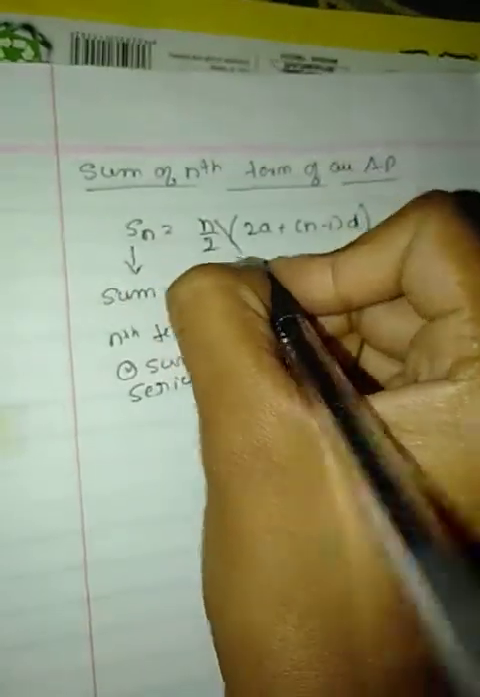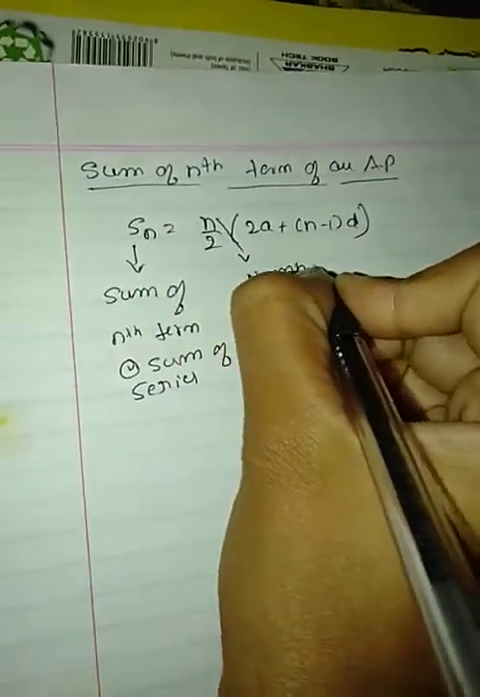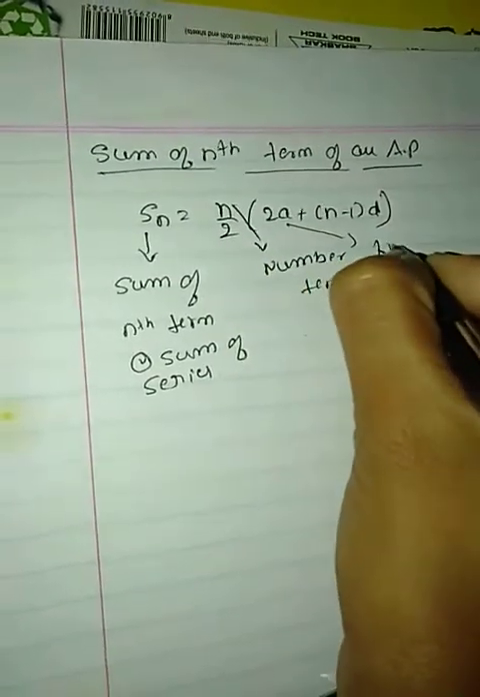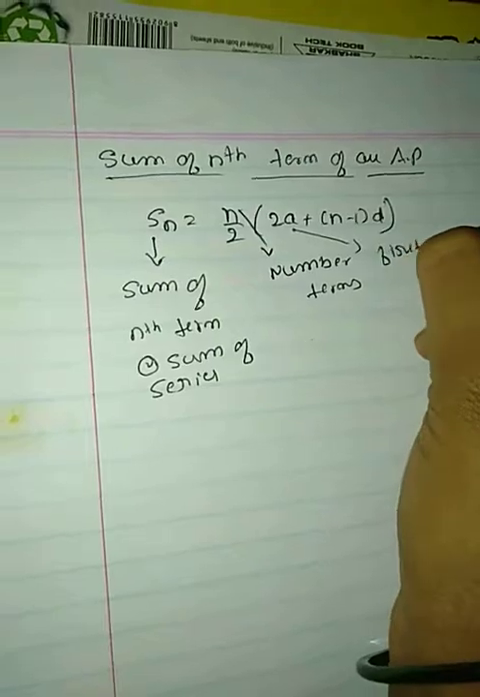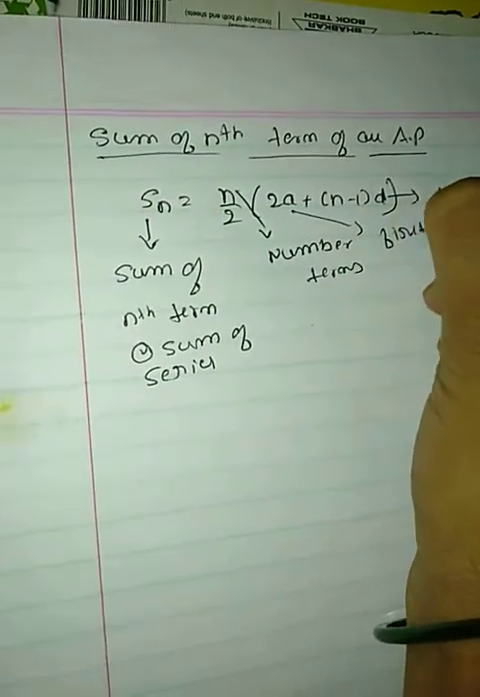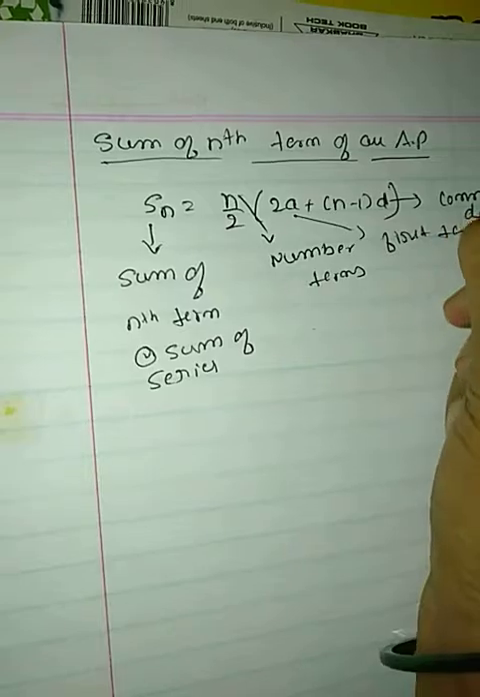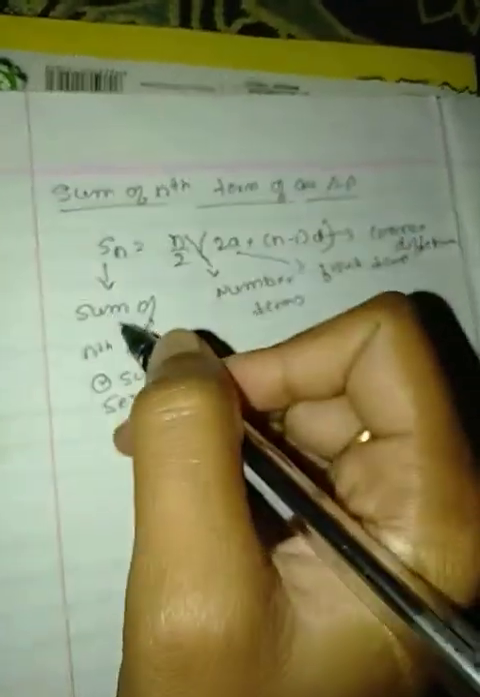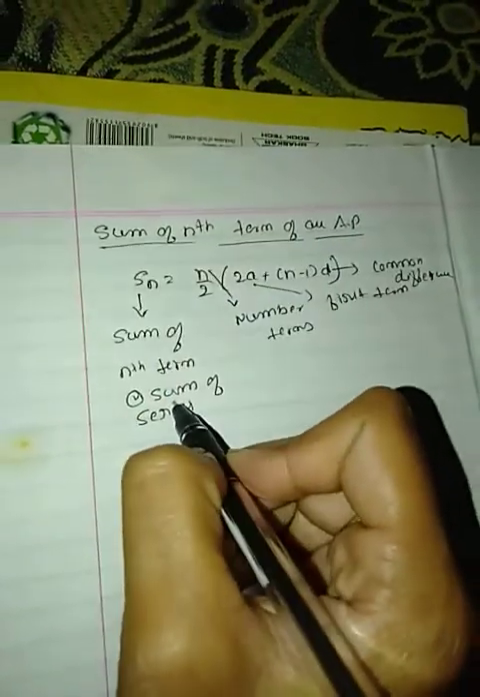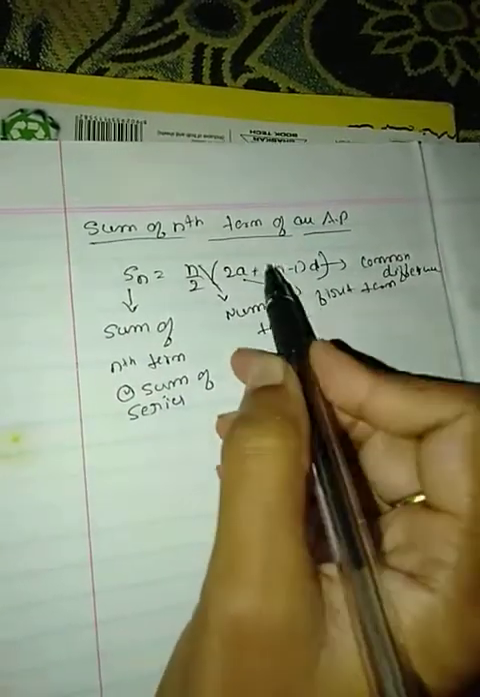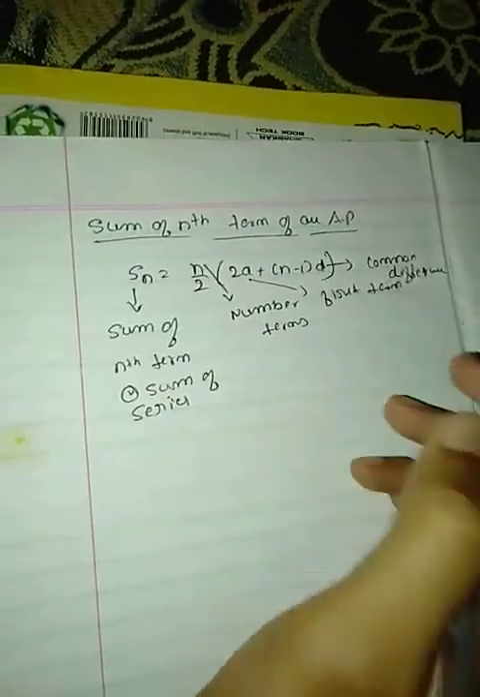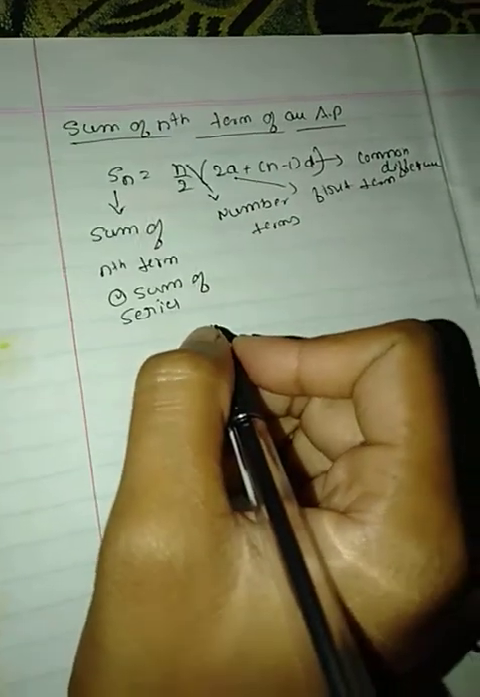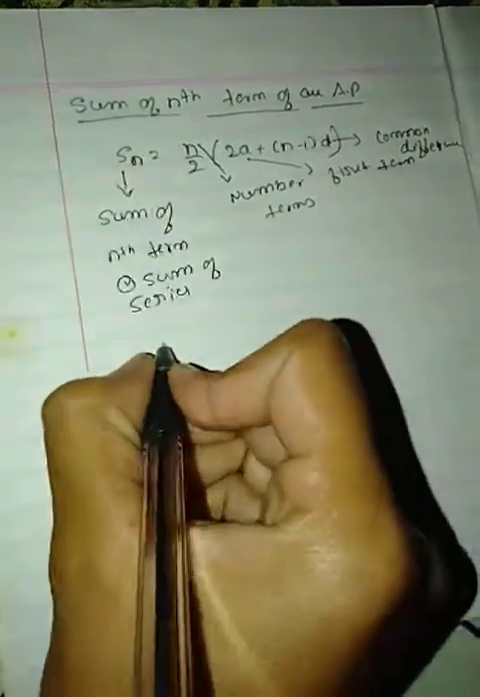and n is number of terms, a is first term, d is common difference. Remember, Sn is sum of nth term or sum of series, n is number of terms, a is first term, d is common difference.